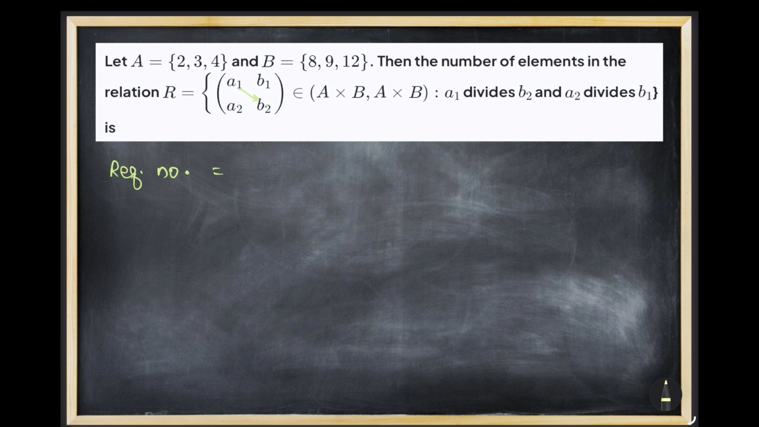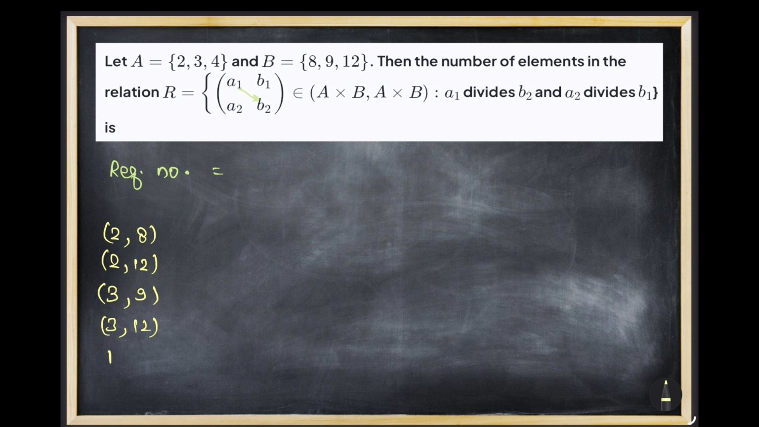Okay, so look at this. A1 divides B2, A2 divides B1. Suppose that you are considering A1 as 2. So by which number can you connect? You can connect with 8, you can connect with 12, because only these two numbers are divisible. Suppose you are taking 3. So if you are taking 3, 3 can divide 9, 3 can divide 12. So if you consider A1 as 3, you should consider B2 as 9 and 12.